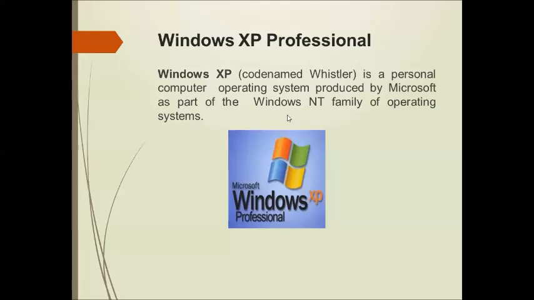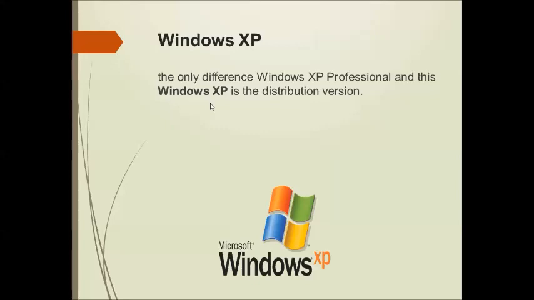Okay, the next one is also, so this is Windows XP Professional. The next one is a Windows XP. Wala siyang professional. So the only difference between Windows XP Professional and this type of Windows XP is the distribution version. The version discussed a while ago is Professional. Yung nauna is Professional, which is much more suitable for companies or professionals, while this one, Windows XP, is suitable for home use or personal use only. Ayan. So that's for the Windows operating system.